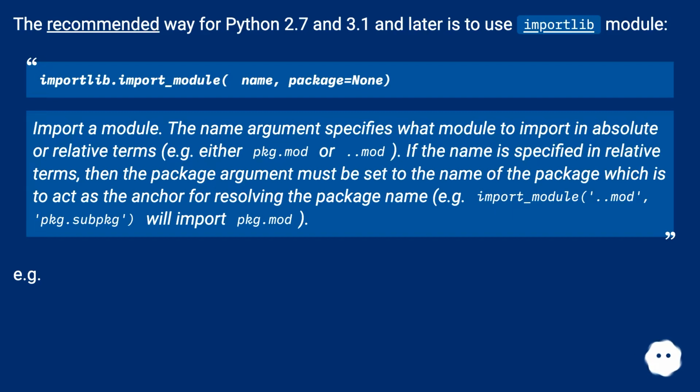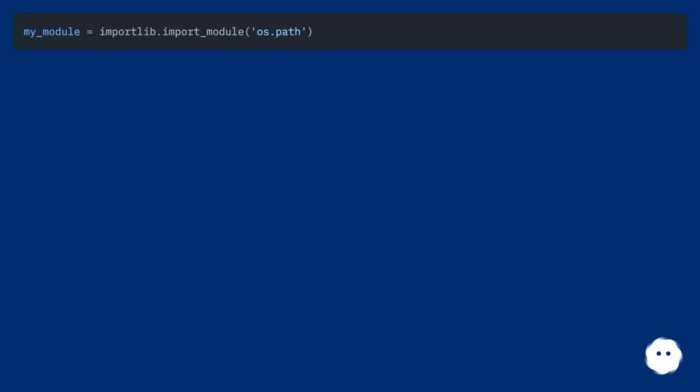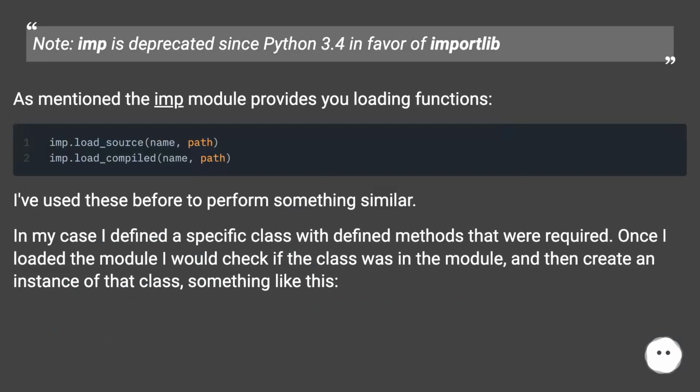For example. Note, imp is deprecated since Python 3.4 in favor of importlib. As mentioned, the imp module provides you loading functions. I've used these before to perform something similar. In my case, I defined a specific class with defined methods that were required. Once I loaded the module, I would check if the class was in the module, and then create an instance of that class, something like this.